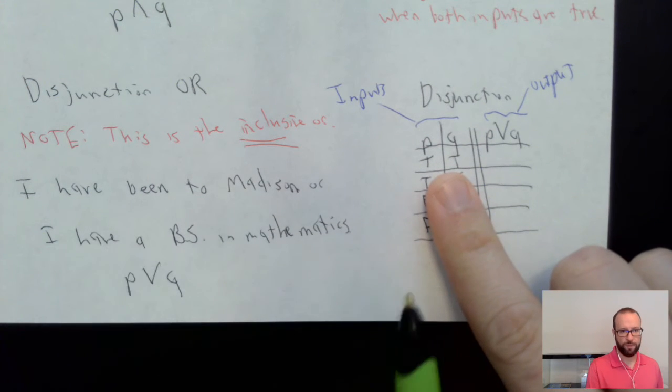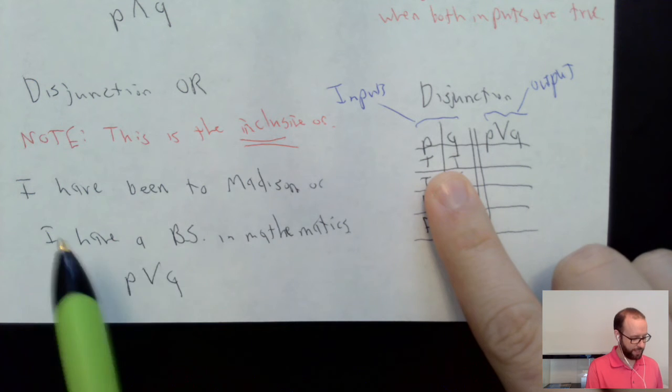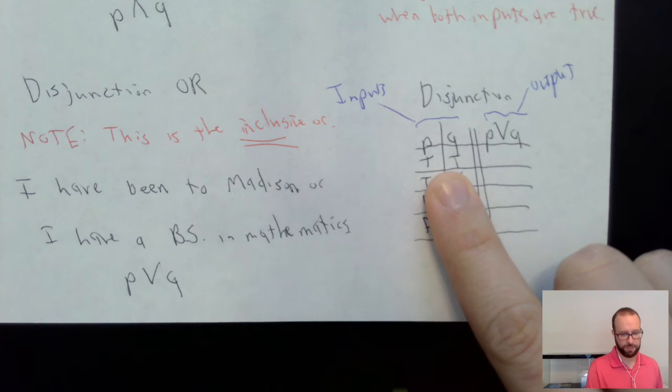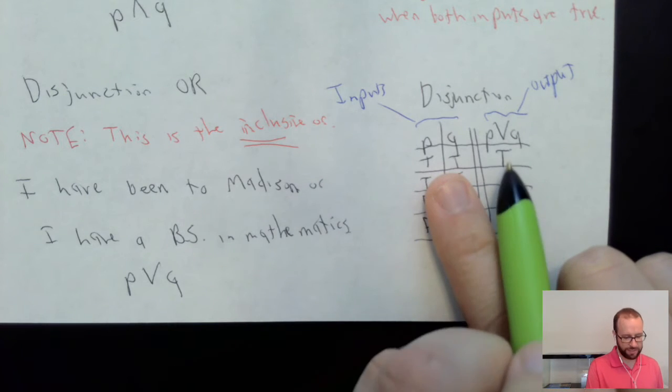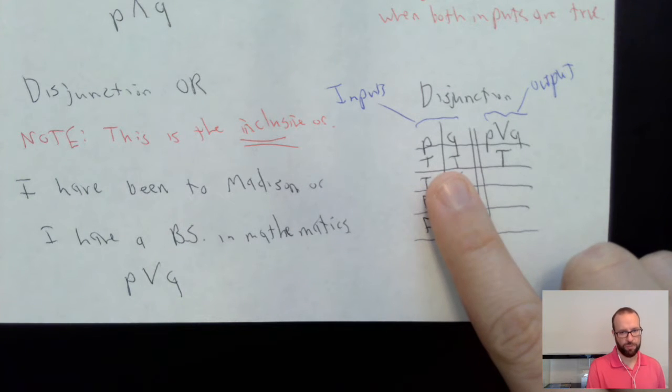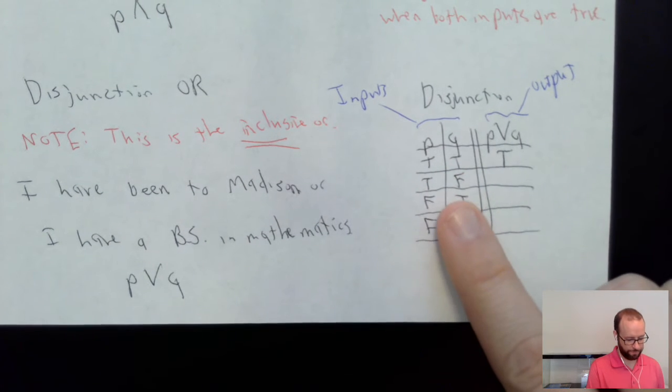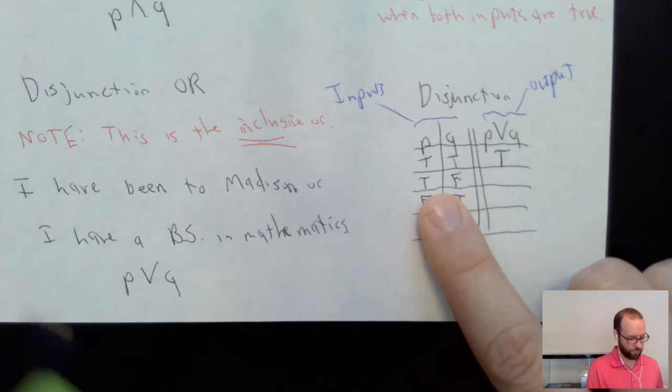Suppose it is true I've been to Madison, true I have a BS in mathematics, I say I've been to Madison or I have a BS in mathematics. This is true, and this is the inclusive part. This T is what makes this the inclusive or, because it could be one or both.